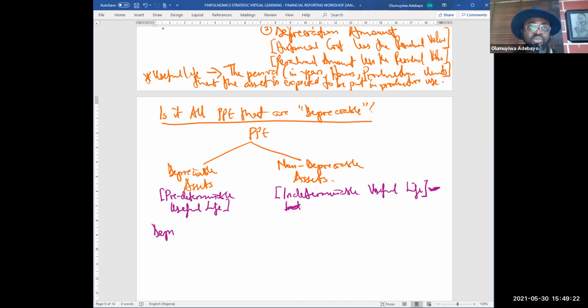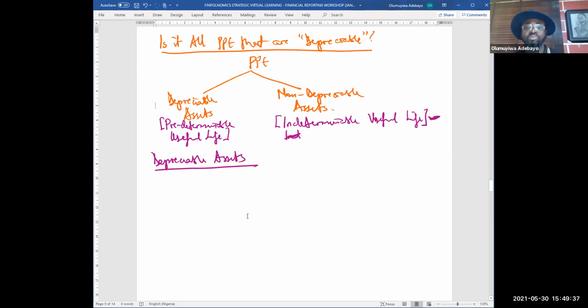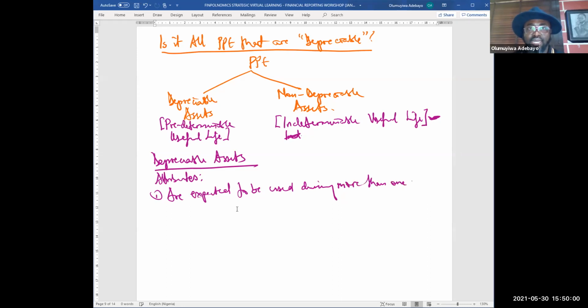Okay, and the essence of that is, what then do we mean by depreciable assets? Now, when you say depreciable assets, we say they are assets with predetermined, determinable useful life. Now, what are the attributes of such an asset? Attributes include, one, these are assets that are expected by their nature to be used during more than one accounting period.